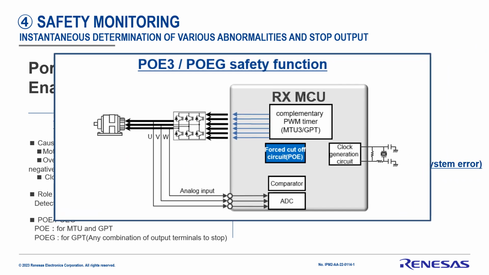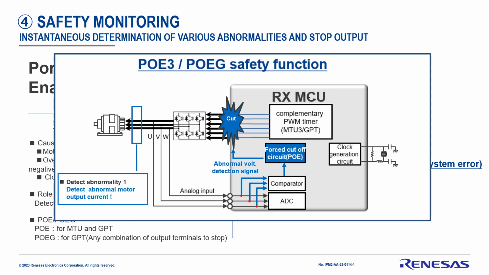Here is a more detailed explanation of the PoE function. As described earlier, PoE has a mechanism for detecting the 3 abnormalities. The first is the detection of abnormal inverter output current. The output current goes into the AD converter and on-chip comparators monitor whether the current value is abnormal or not.